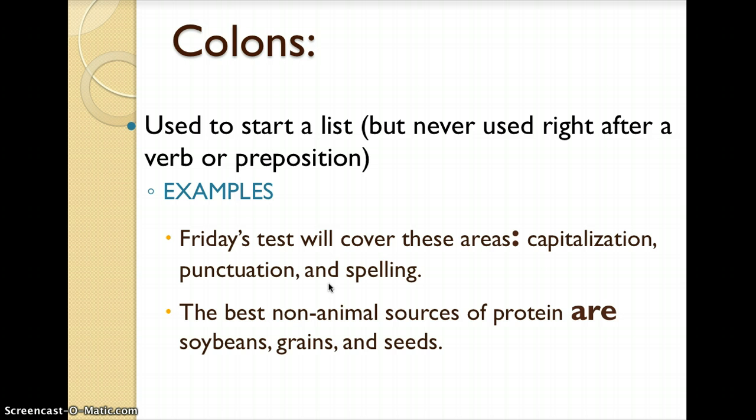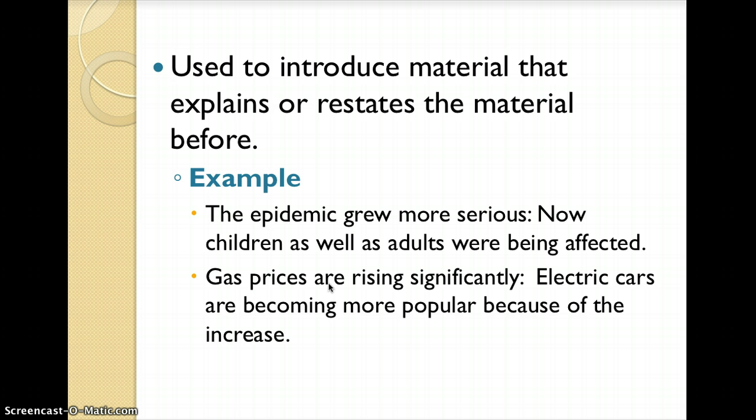The best non-animal sources of proteins are soybeans, grains, and seeds. You do not need a colon in this list because you have a linking verb there already. The next way to use colons is to introduce material that explains or restates the material said before. An example: The epidemic grew more serious, colon. Now children as well as adults were being affected.